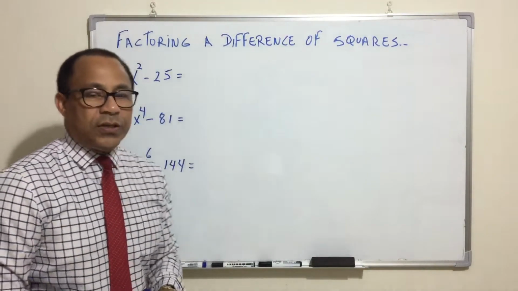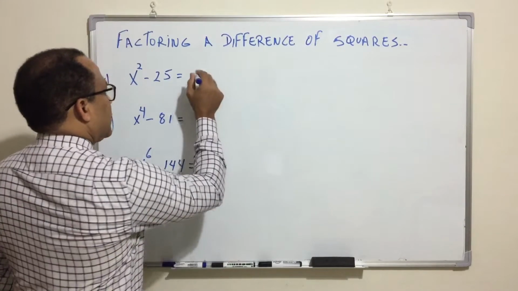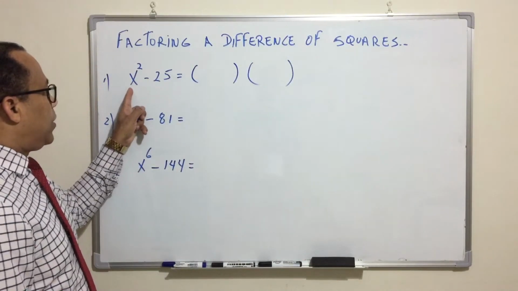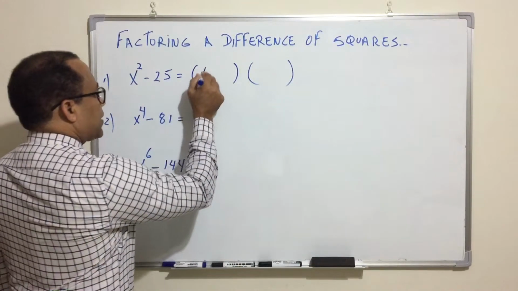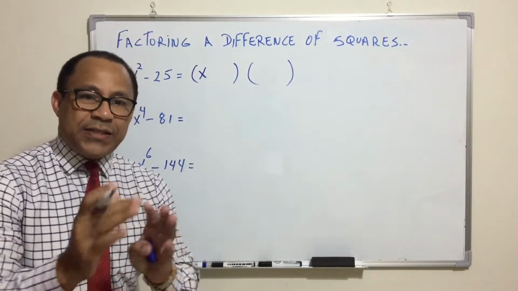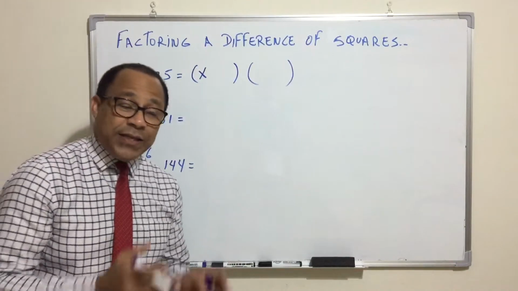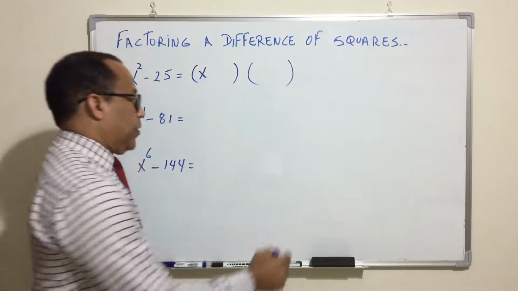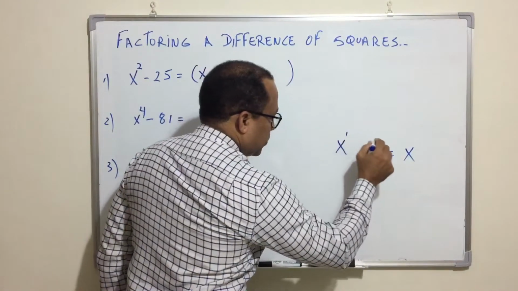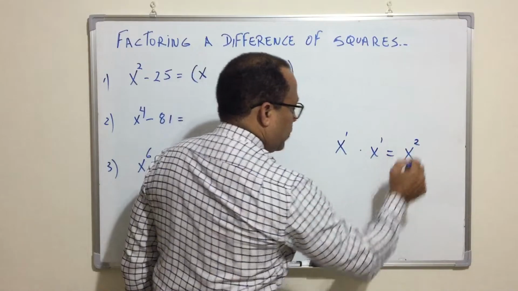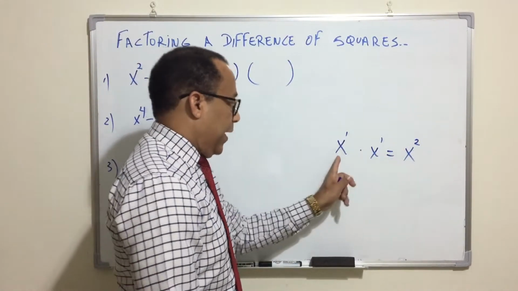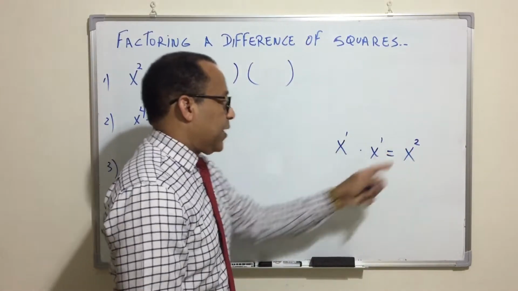How do we factor a difference of squares? Just like this. Square root of the first term, which is x. Why is it x? Because x times x is x to the second power. We know that x times x equals x squared, and we add the exponents: 1 plus 1 is 2. So the square root of x to the second is x, because x times x is x to the second power.